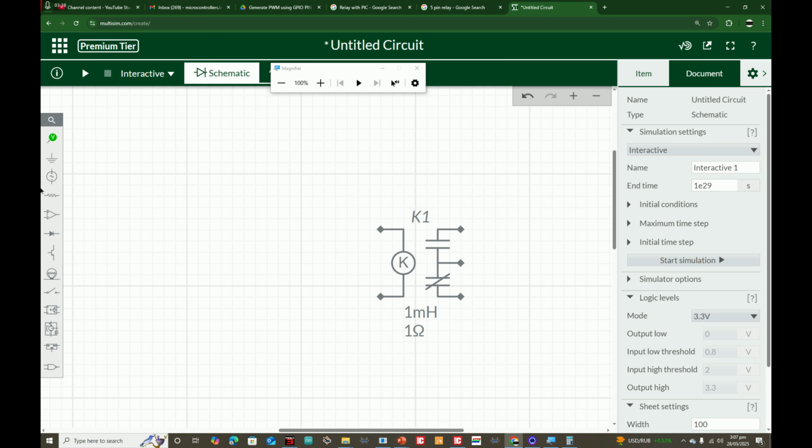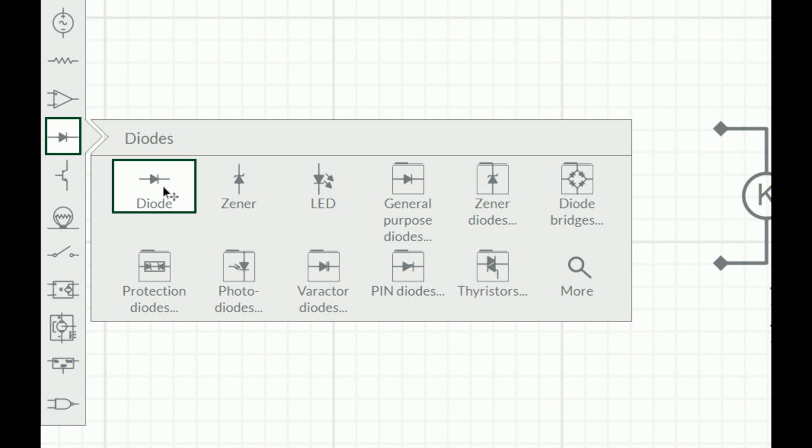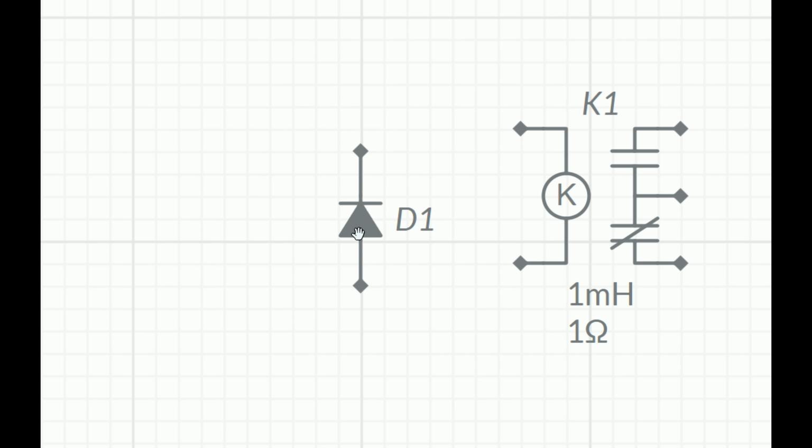Okay, this is the relay. Now go to the left. On the left side, go to the diode terminal. There you have the diode. Bring the diode, rotate it like this. Place it here.